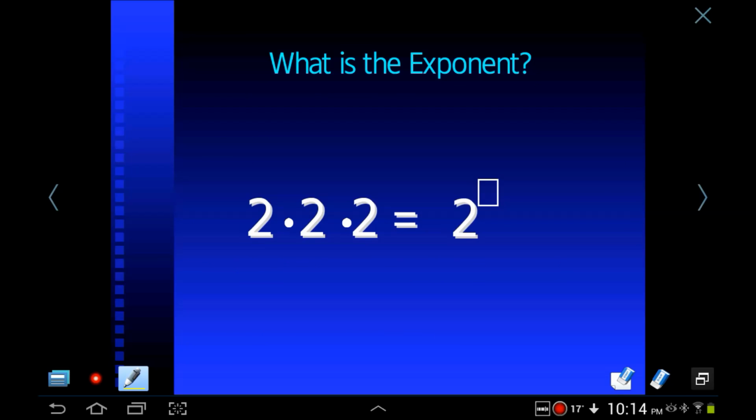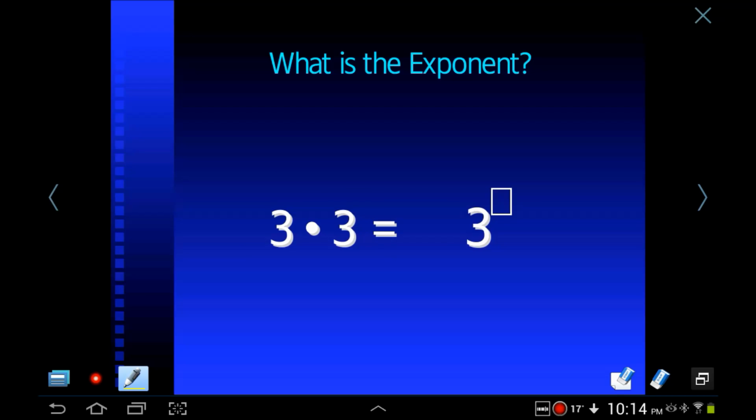Okay, now here are some examples where I have the multiplication all written out. 2 times 2 times 2, what would that be as an exponent? 2 times 2 times 2 is the power of 3, because we're multiplying the base 1, 2, and 3 times. How would you write this? Well, how many 3's are there? There's 2. So our base is 3, because that's what's being multiplied. And how many times is that being multiplied by itself? Twice.